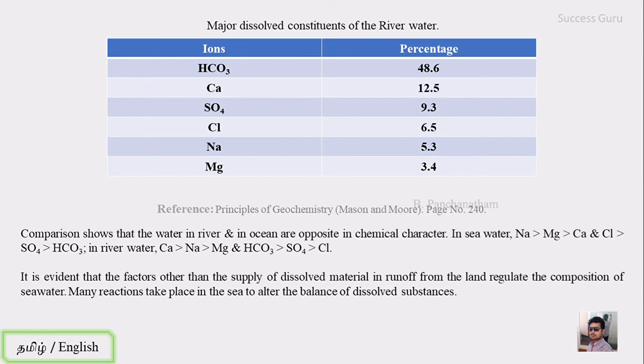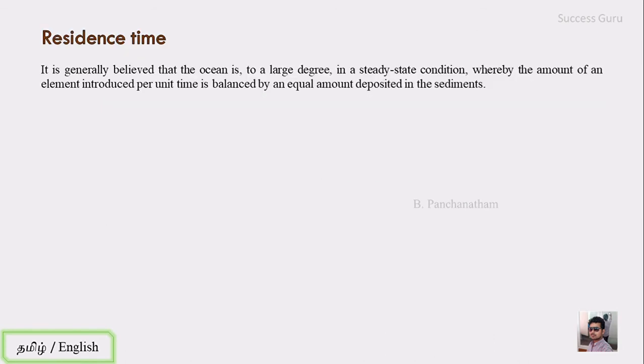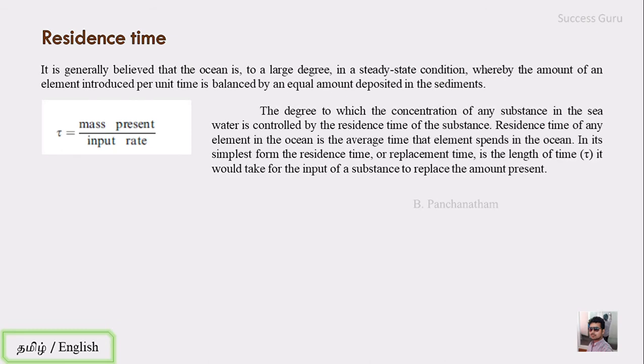As well, in negative ions, you can see the HCO3 is in highest concentration, followed by SO4 and Cl. So from this comparison, you can understand one thing: the factor other than the supply of dissolved material in runoff from the land that regulates the composition of the seawater is the residence time. In general, we believe that the ocean is largely in a steady state, that is, the composition of the ocean is fixed, and the degree to which the concentration of any substance in the seawater is controlled is by the residence time of the substance itself.